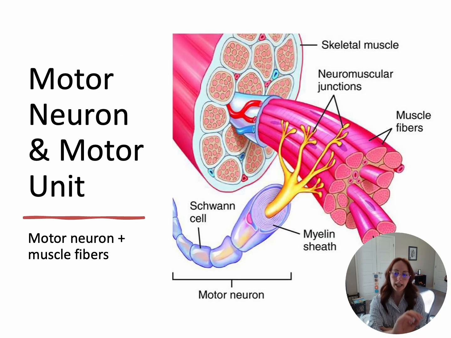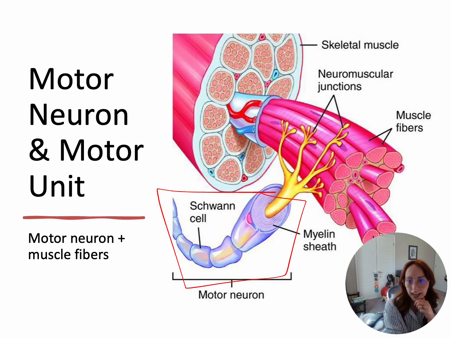All right, and now we're getting more into the neuromuscular side of things. So we're going to start going over the motor neuron and the motor unit. A motor neuron and the muscle fibers it innervates are considered what a motor unit is. So again, a motor unit is the motor neuron, which is, let me get my little pencil here. So this is the motor neuron, and then this is the muscle fiber that it's innervating.